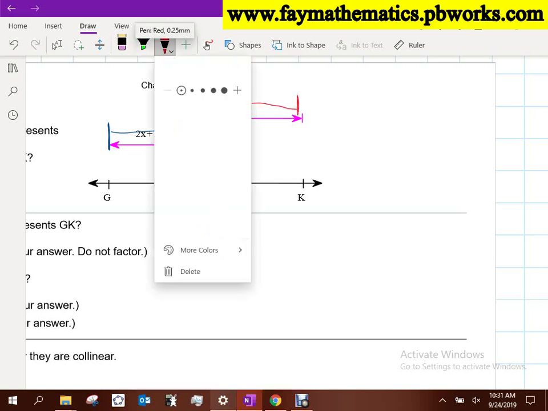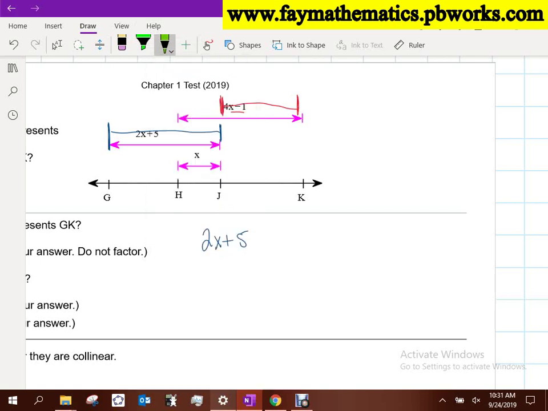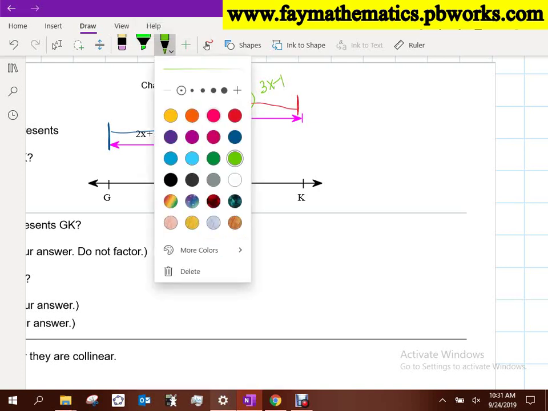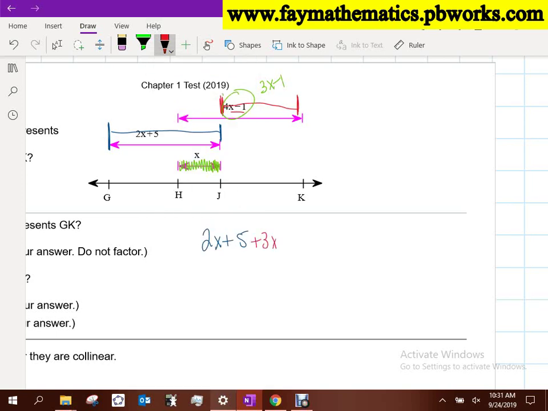What I'm needing to do here is recognize that that distance right there needs to be removed out of my 4x minus 1. That distance right there is the same as that one. So if I take the x out of that 4x minus 1 and write it as 3x minus 1, that's the distance that is red here. So that red distance is 3x minus 1. Add that in, so plus 3x minus 1, and that should then equal GK. Now, they say simplify, so I should have 5x plus 4 is equal to GK.